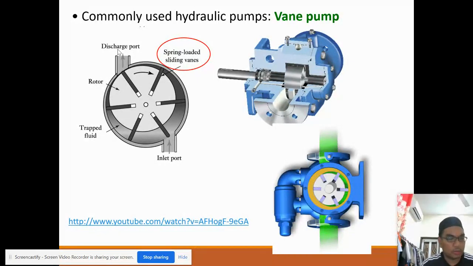For this system, the advantage is that it has less leaking compared to the gear pump, due to its mechanism. You can view this YouTube video on how it works.